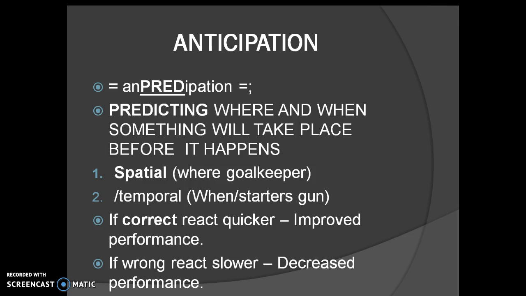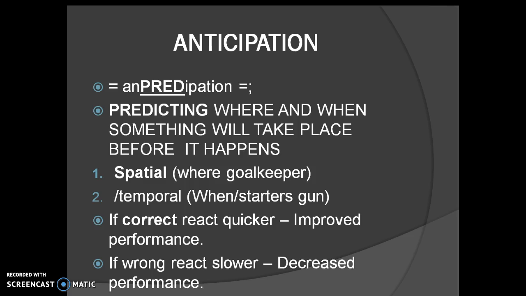So what you have is the two types of anticipation. First thing that you predict is space. So spatial awareness is thinking where something's going to happen, e.g. a goalkeeper will predict where the ball's going to be hit off a penalty corner in hockey. Temporal refers to when. They're going to predict when something's going to happen, e.g. a 100-meter sprinter predicts when the gun is going to go off for the start of the race.